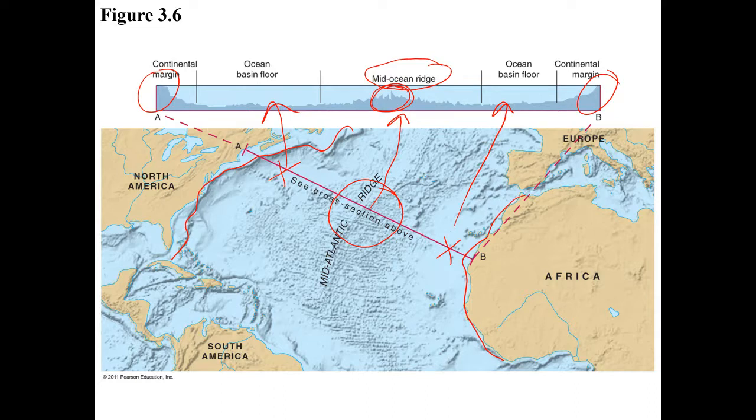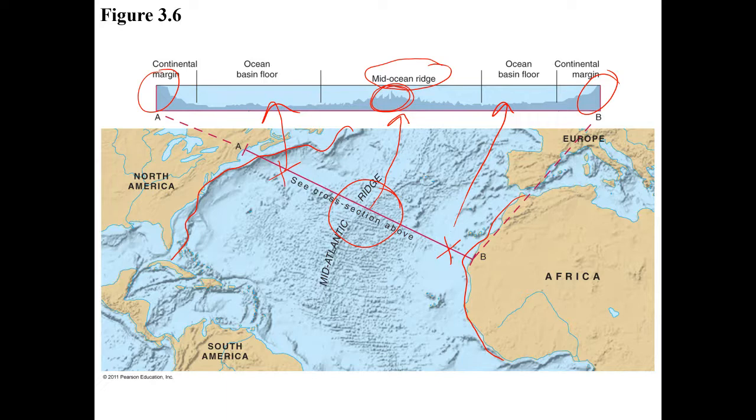You're going to then be mapping this type of figure in Lab 4. And you're going to do one map for the Atlantic Ocean and a series of maps for the Pacific Ocean. And you'll be labeling them as such. You'll label the mid-ocean ridge, you'll label the margins or the sides, and you'll label the ocean basin.